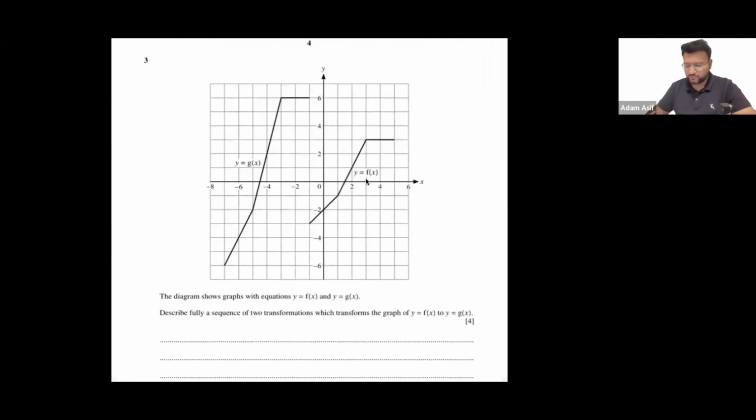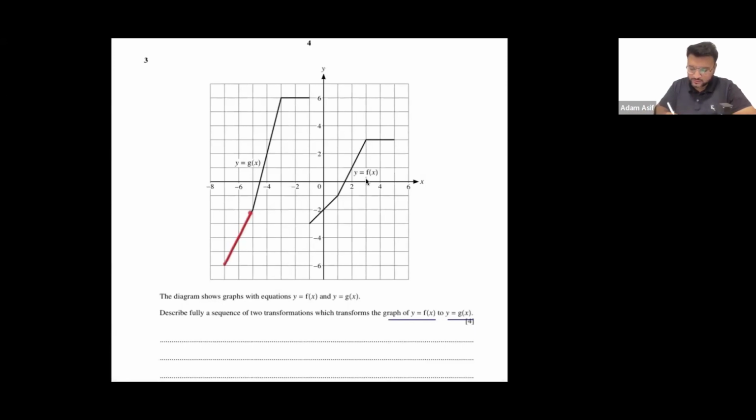In this question, you have been given two functions and you need to describe fully a sequence of two transformations which maps f of x to g of x. That's your initial function graph. That's your final function. Obviously, I can see that the size has changed, so definitely enlargement is taking place. But is this enlargement vertical, parallel to the y-axis, or parallel to the x-axis? Is it a vertical stretch or a horizontal stretch? We need to figure that out. First, let's find out the stretch factor.